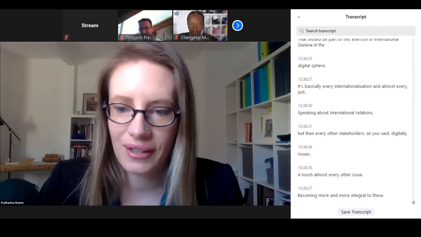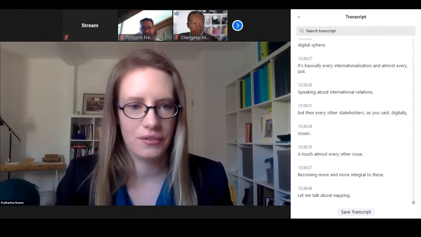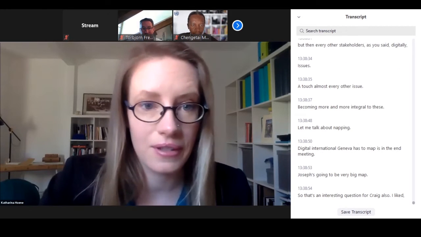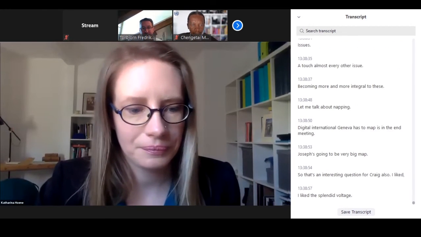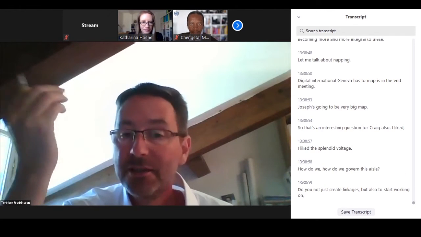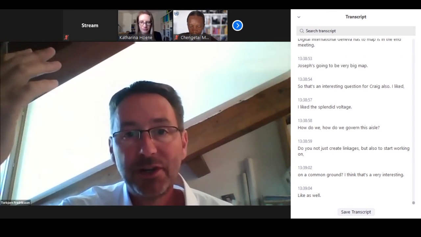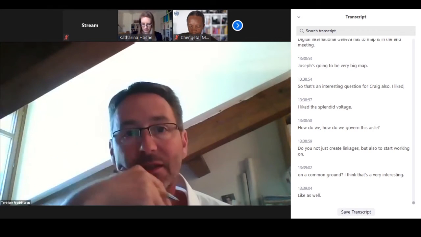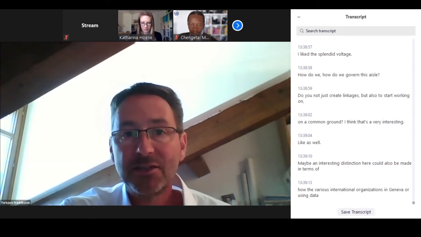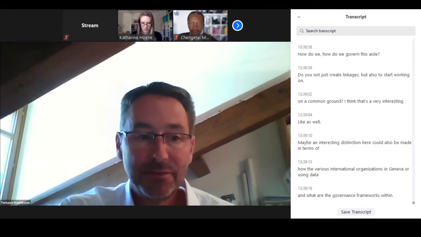For Craig, also, I like this point about governance. How do we govern this? How do we not just create linkages, but also start working on a common ground? I think that's a very interesting point as well. Maybe an interesting distinction here could also be made in terms of how the various international organizations in Geneva are using data, and what are the governance frameworks within and for these organizations, as opposed to how we, as international organizations, are helping member states deal with various digital and data-related matters.